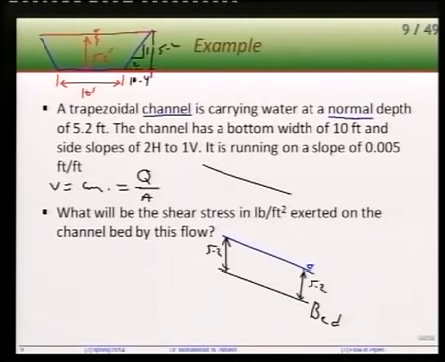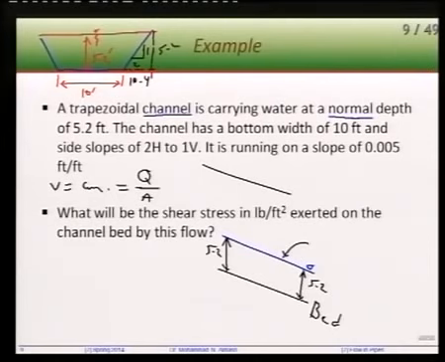This is uniform. For velocity to be constant, the cross-sectional area must be constant. And the cross-sectional area of the flow will be constant only if the depth of the water in the channel will remain constant. Now, if this is the case, this blue line represents what? Yeah, it's parallel to the bed.